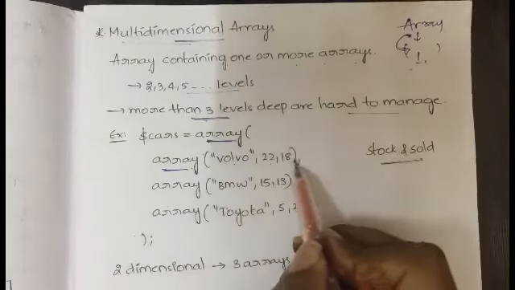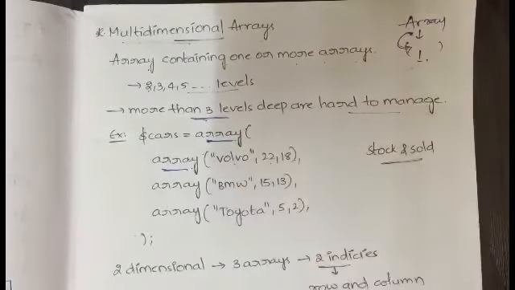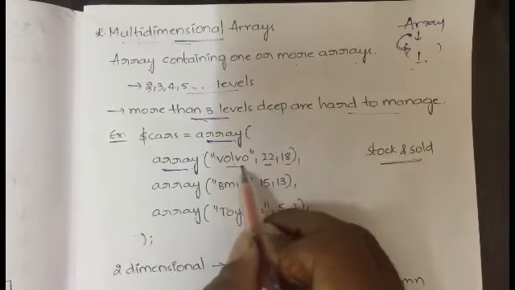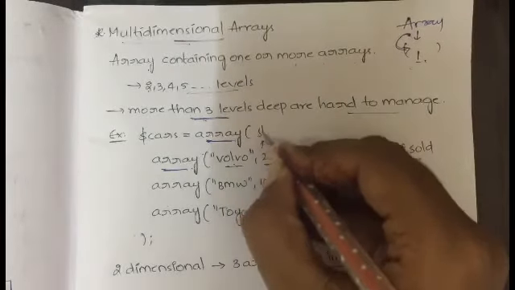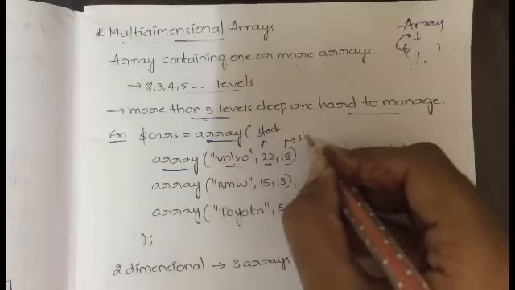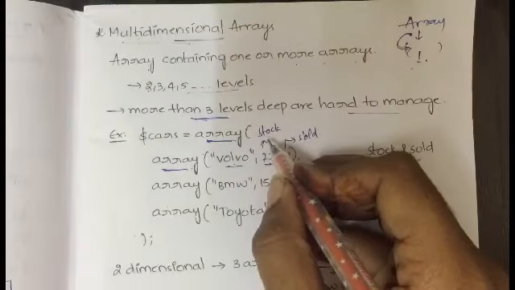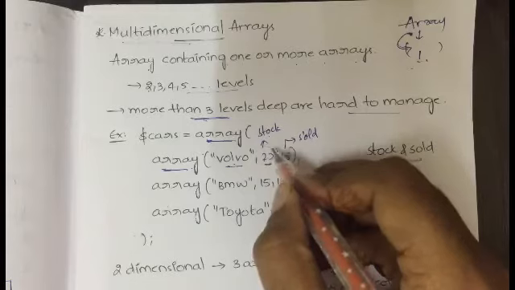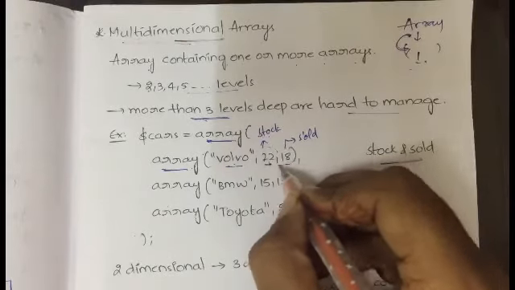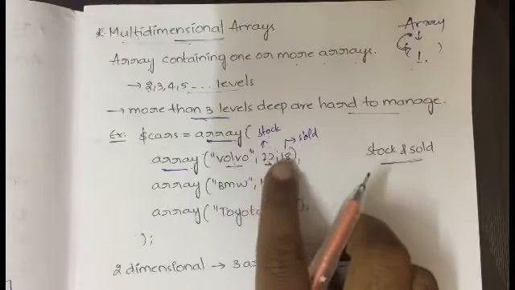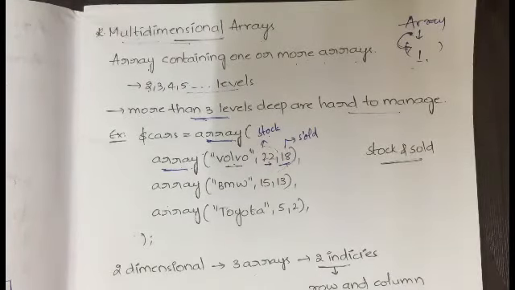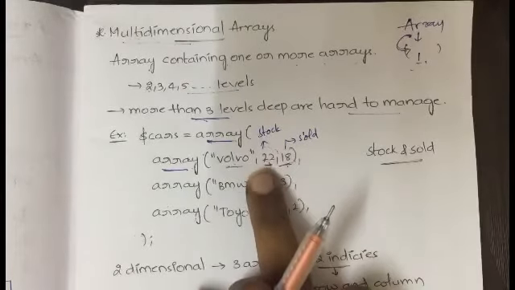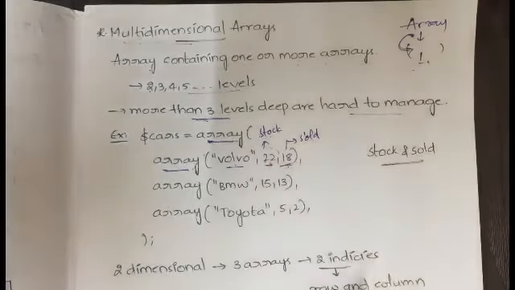Array Volvo 22 18, array BMW 15 13 and so on. So what are these numbers? This is the name of the car, that's okay. And what are these two numbers? This is the stock, let us say, and this is the sold. That means how many cars we have in our stock, and from this stock how many cars have been sold. So we are representing two values, and as we are representing two values, we need a two-dimensional array. One dimension will represent the stock and the other will represent the sold.